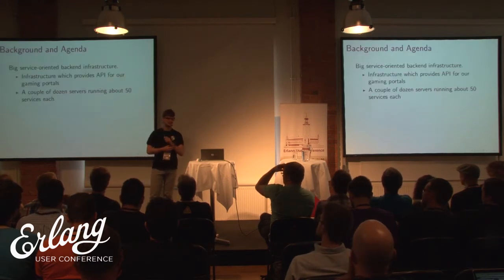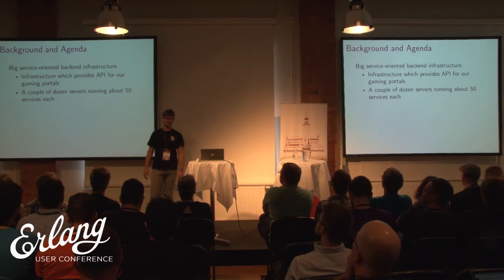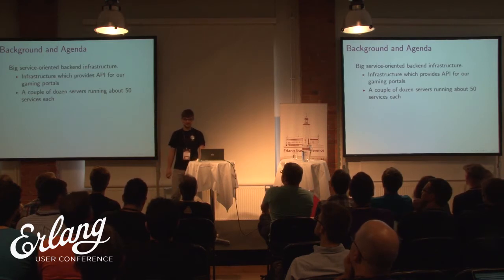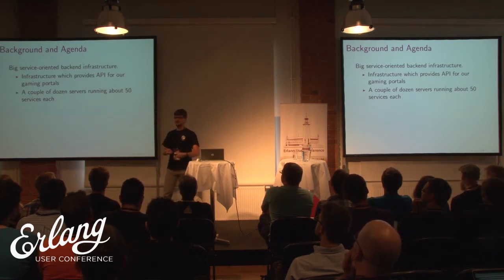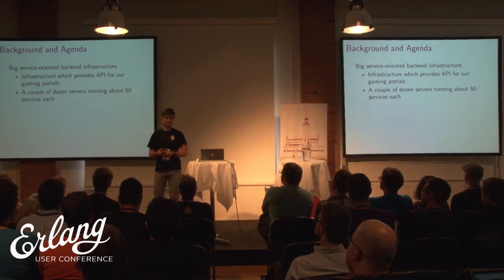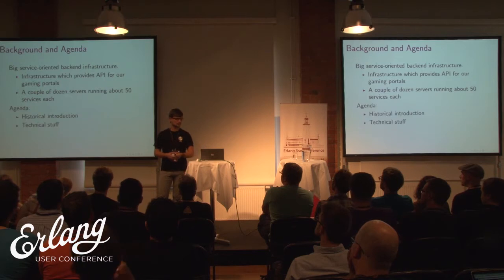First, we have a quite sufficiently big service-oriented architecture backend infrastructure. The infrastructure provides an API to render our portals. Numbers: a couple of dozen beefy servers running roughly 50 services each. You can do the math to imagine how many nodes we have in total.